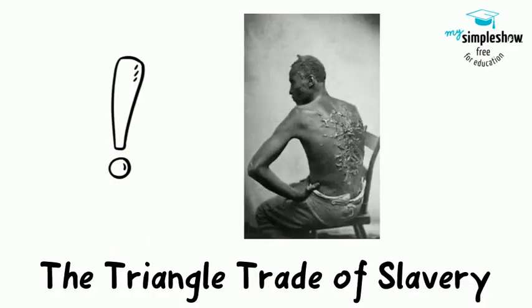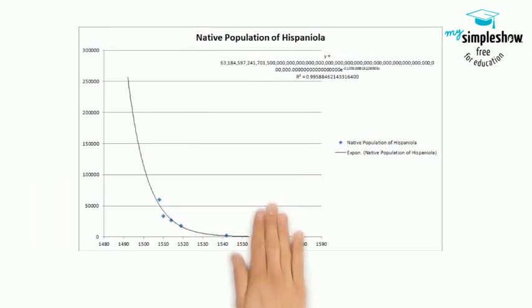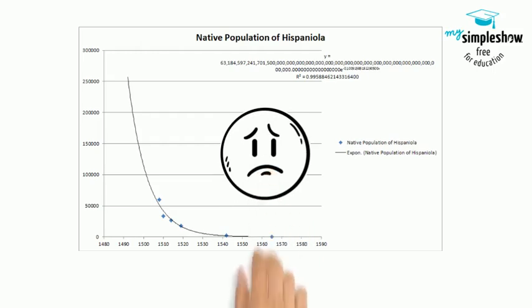We explained the triangle trade of slavery. By 1600, 100 years after Columbus first set foot in the Caribbean, most of the natives of that area, including the Carib, the Arawak, and the Taino, were dead.